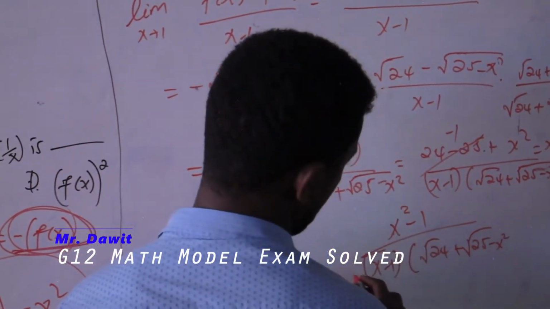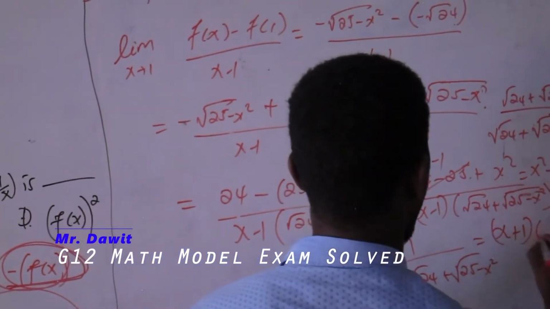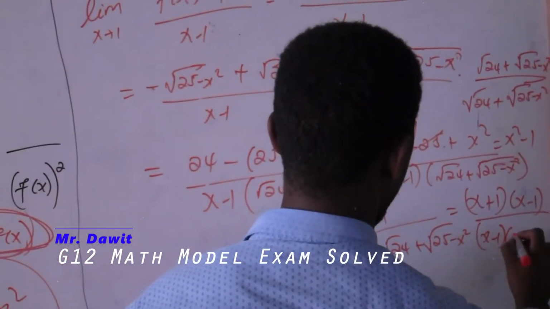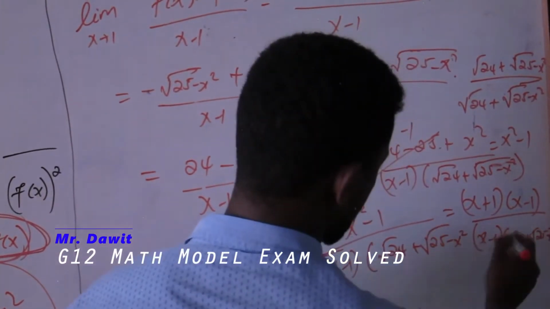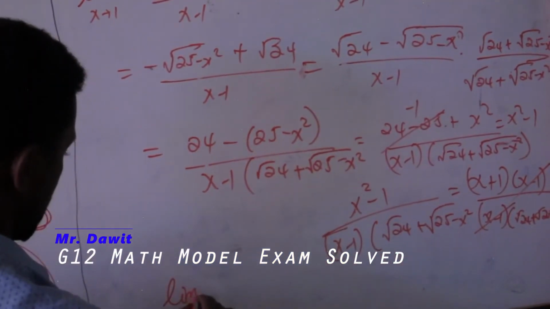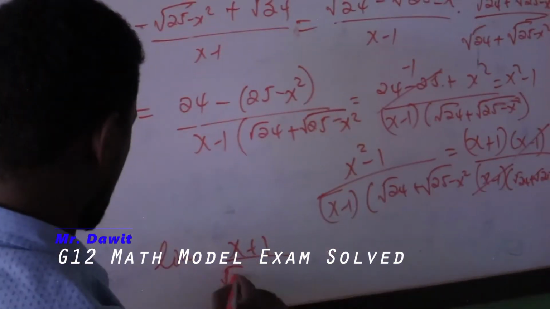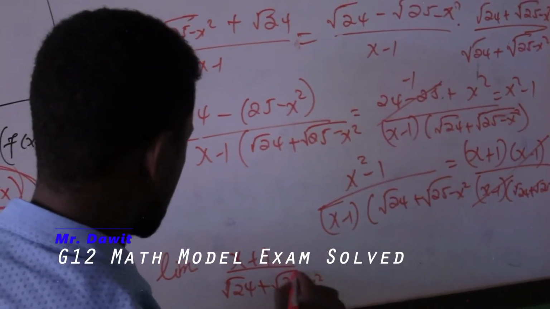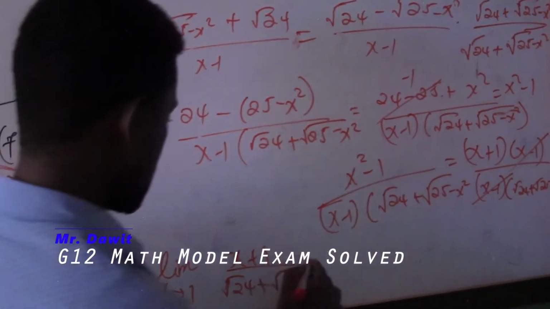This can be factorized again. x squared minus 1 can be written as x plus 1 times x minus 1, all over the same denominator, x minus 1 times the square root of 24 plus the square root of 25 minus x squared. So this cancels, you see? Finally, we are left with the limit of x plus 1 over the square root of 24 plus the square root of 25 minus x squared as x goes to 1. Now you can substitute. So it becomes what?